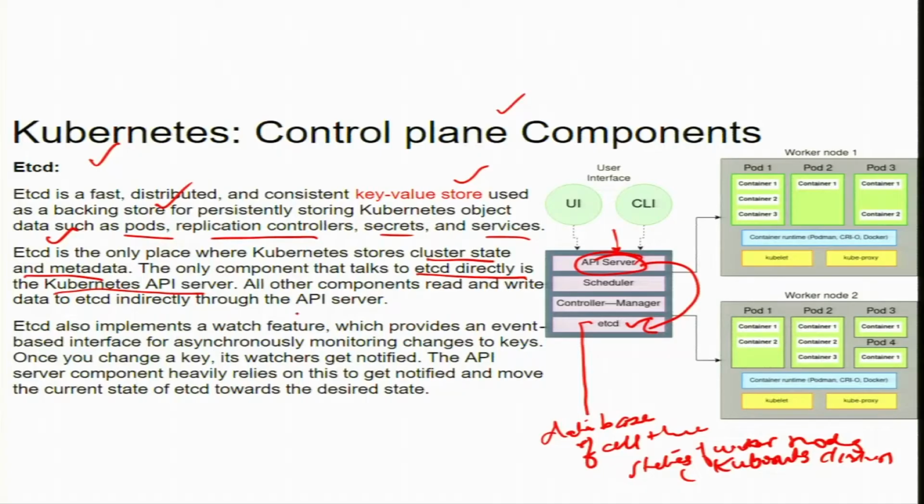etcd also implements a watch feature, which provides an event based interface for asynchronously monitoring changes to the keys. Once there is a change in a key, its watchers get notified. The API server component heavily relies on this notification and moves the current state of etcd towards the desired state. So the state of this entire Kubernetes cluster is maintained in etcd, and accessing or modifying etcd is done through the API server.